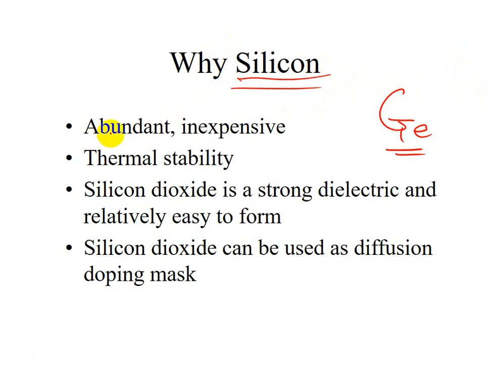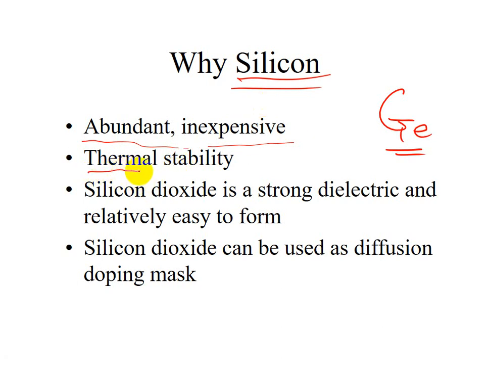For silicon, it's abundant and inexpensive. Silicon is one of the elements with the highest content in the Earth's crust. So it's abundant, so it's cheap and inexpensive.